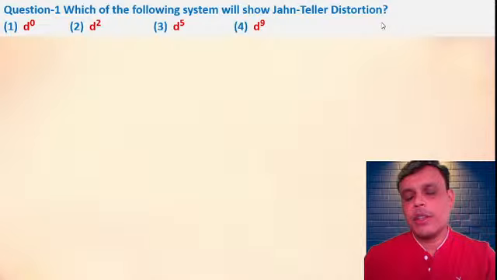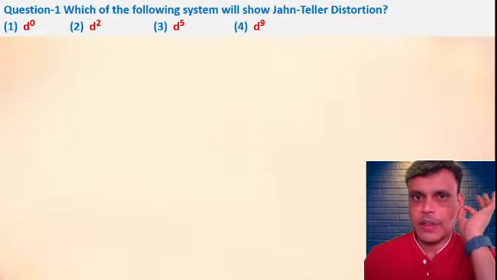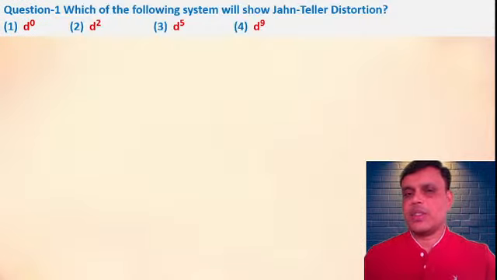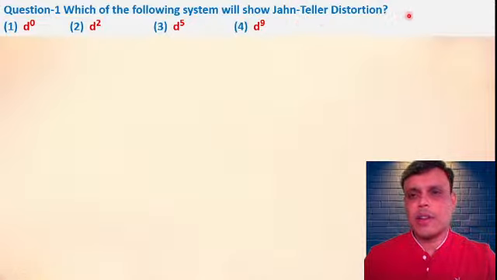system will show Jahn-Teller distortion? सिंपल है, ऐसे क्वेश्चन 4 मार्क्स एग्जाम में आते हैं, ठीक है। आप लोगों को जस्ट प्रेडिक्ट करना है वेदर द फॉलोइंग गिवन सिस्टम विल शो Jahn-Teller distortion or not. So question number 1 is what? Which of the following system will show Jahn-Teller distortion?